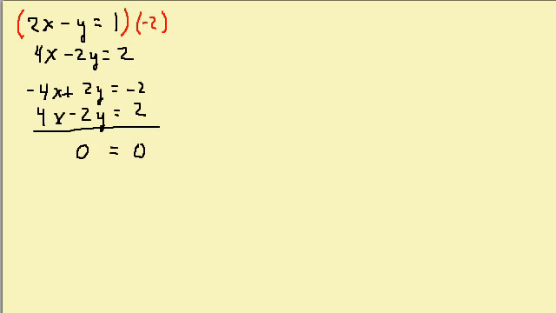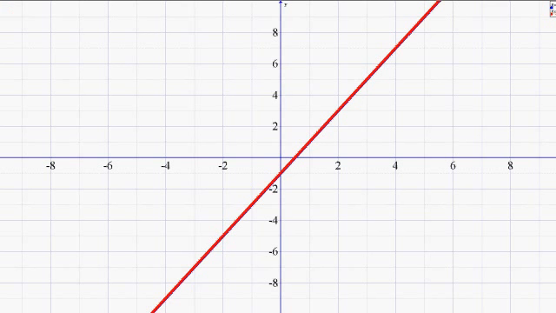So let's just take a look at the graph. You can't really see the two lines. You can see this little dark line. That's one of the lines underneath the other one. So this is a line on top of a line. They have every point in common. So this point here is a solution. This point's a solution. This one. Every point on the line is a solution.